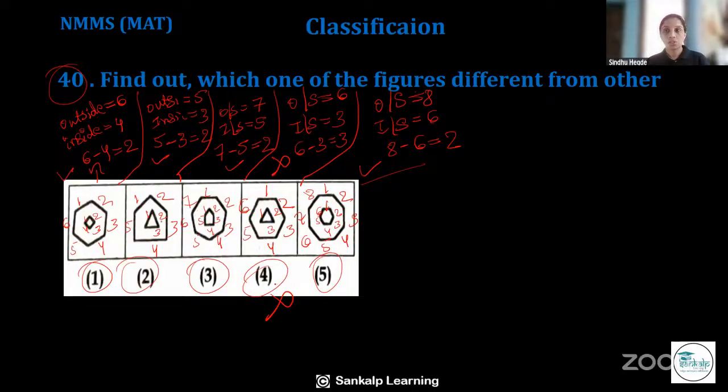Outer shape's total sides minus inner shape's total sides, then subtract both. Outer shape sides minus inner shape sides is equal to 2. So all the images give the same answer except image 4. So the correct answer is 4.